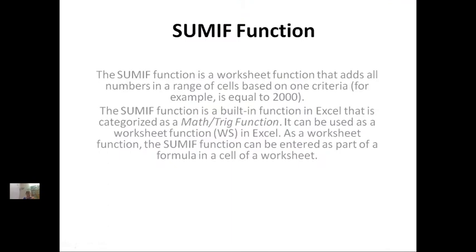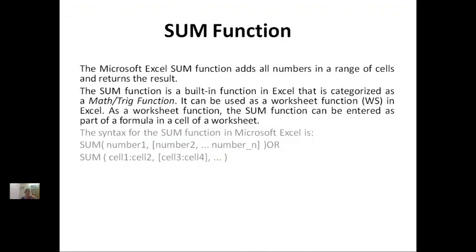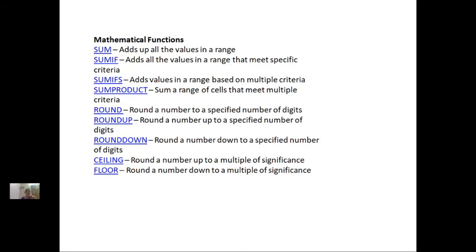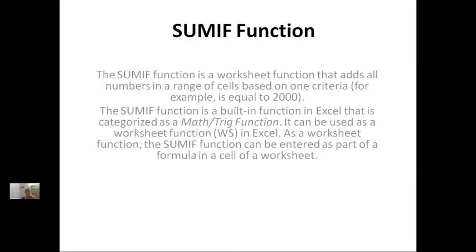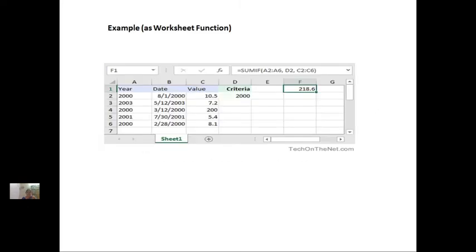Now the next mathematical function is SUMIF. We have seen the first mathematical function is SUM. Next mathematical function is SUMIF. We'll see what the SUMIF function is. It is a worksheet function that adds all numbers in a range of cells based on one criteria, for example, equal to 2000. Now let us see the example here. It is categorized under mathematical and trigonometrical functions. Next, the example of this SUMIF function.